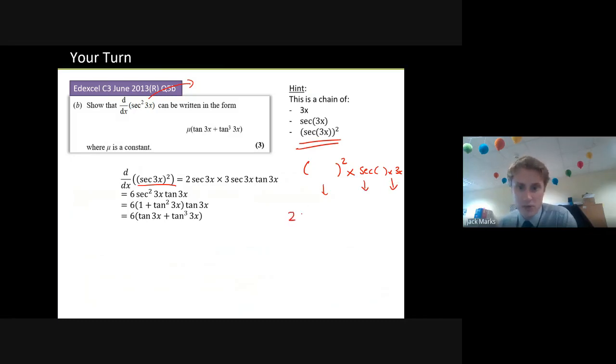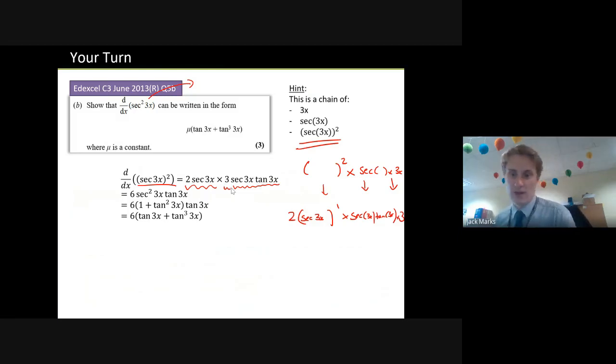So this will become 2 bracket 1, won't it? And the bracket is sec 3x. So that's where this pi here is coming from. What's sec of bracket going to become? Well, it's going to become sec of the bracket, which is 3x here, tan. That's the rule that we just looked at. So that's where this part comes from. And then this is times 3, which is where that part comes from.